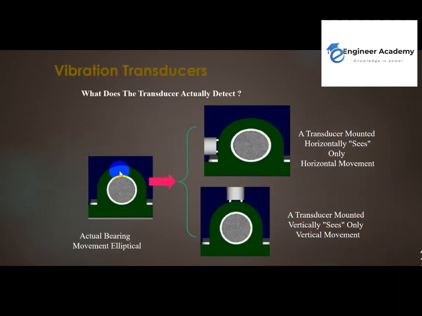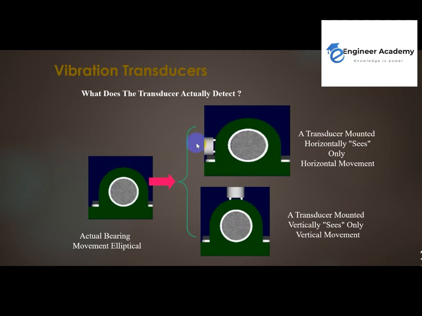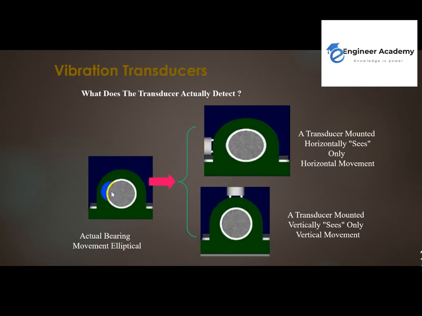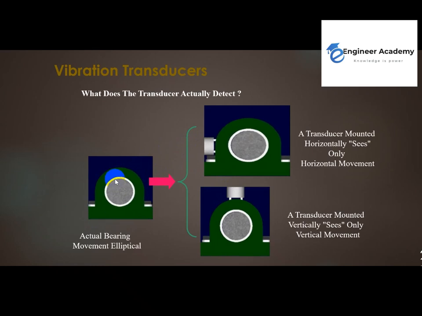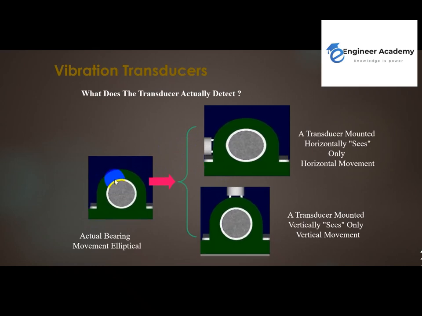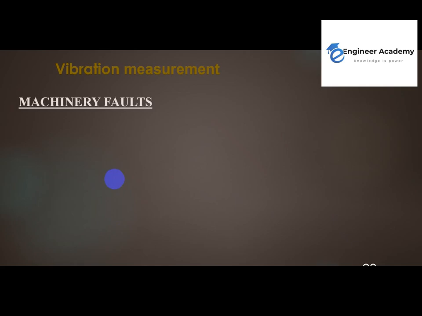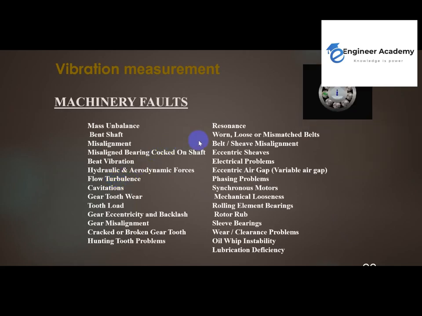I'm taking the measurement in three directions: X, Y, and Z. In these three directions, to detect all the movement or all the forces affecting this machine and making it vibrate. These are some examples of faults that can be detected using vibration analysis. Main things like we said before, like mass imbalance, bent shaft, misalignment, and so on. Many things.